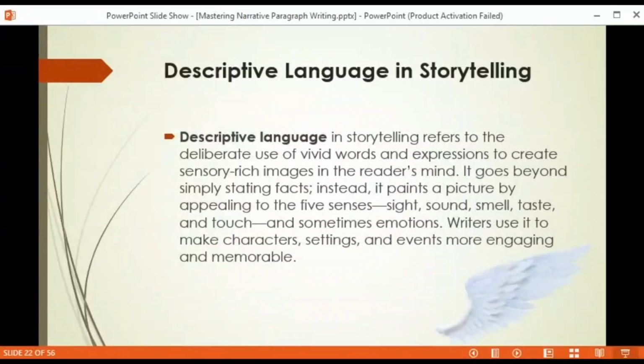Okay, now we are moving to descriptive language in storytelling. What is descriptive language? What do you know about descriptive language?